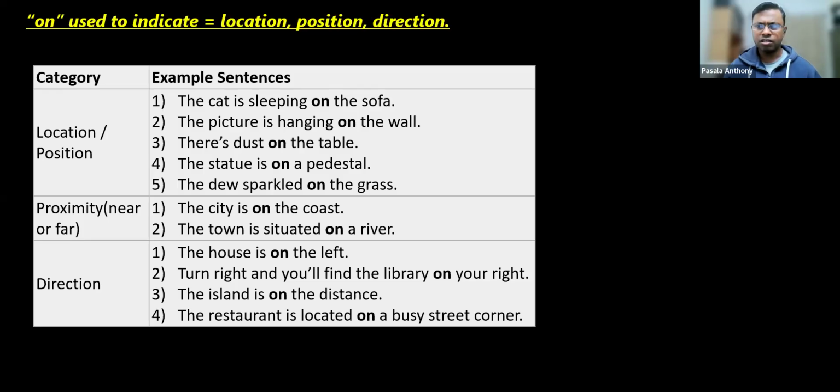So we can make any other sentence. Computer is on the table. Lunch is on the table. Now, mostly all these five sentences, the first one is talking about the surface area. Something is on the surface area, touching it physically. The first thing is physically, location and position. That's what we have. The second one is proximity, near or far.